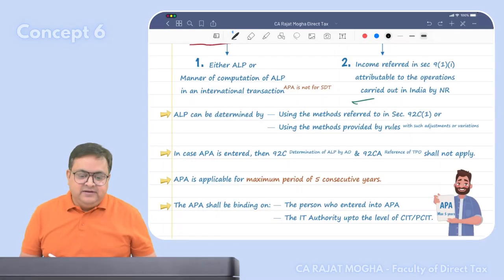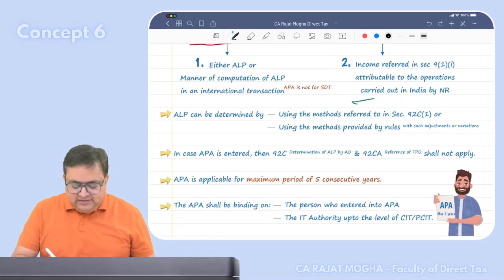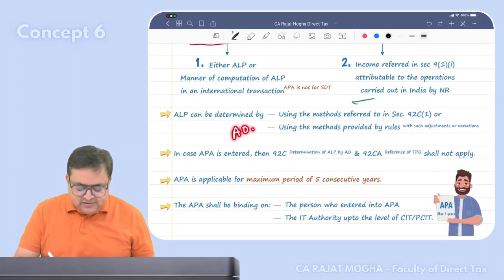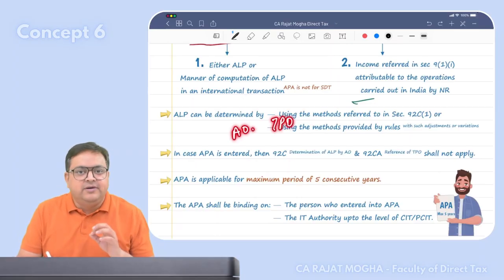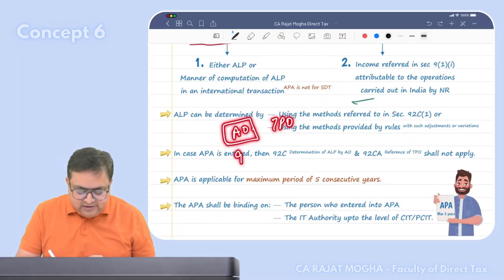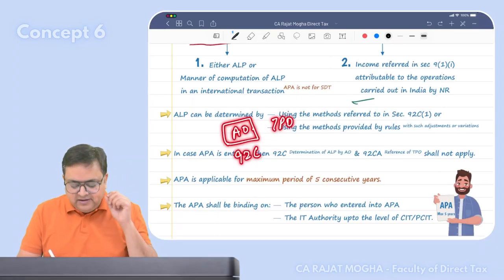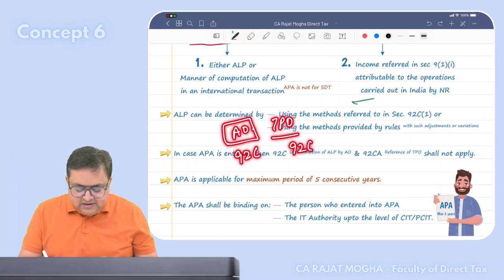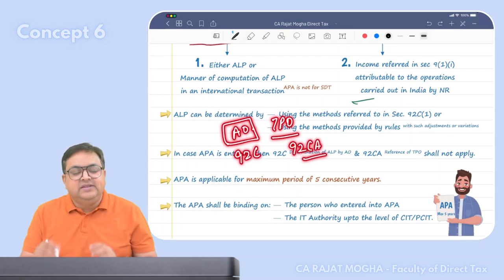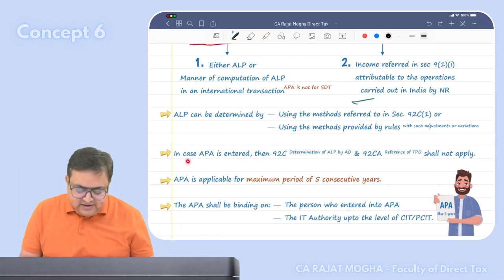In case APA is entered, please tell me, will the assessing officer or the transfer pricing officer also compute your ALP? No, they will not compute. In that case, section 92C(3), where the AO was determining your ALP, which we have done in the last part, or 92CA, where the TPO was determining your ALP, will not apply. So it says that in case APA is entered, then 92C and 92CA shall not apply.